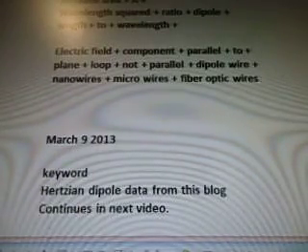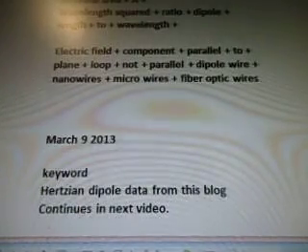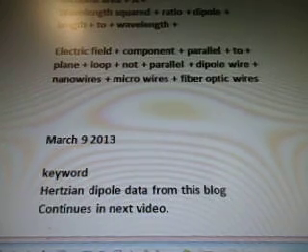March 9, the keyword Hertzian Dipole data from this blog will continue in the next video. It's from the same blog, and I had to divide it into two.